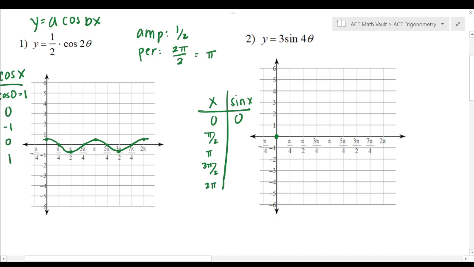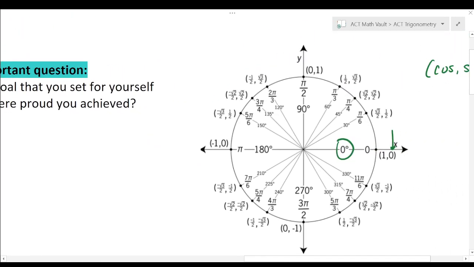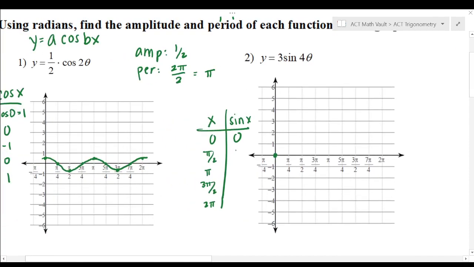If I threw in then pi over 2, it's going to follow that same pattern. So at pi over 2, what is the sine? 1. Then we'll go 0. Then we'll go -1, and so on. 1, 0, -1, 0. So let me graph that. And we must remember that the amp and the period are going to change that graph a little bit.